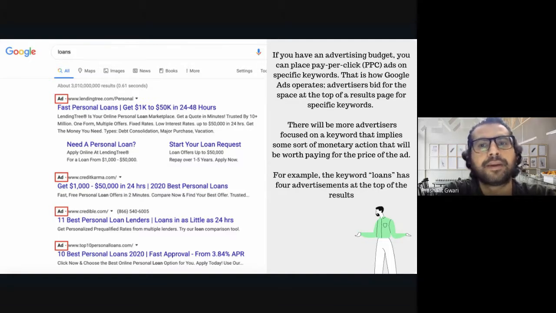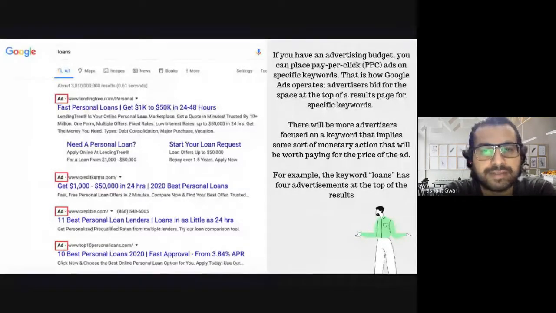So you can place a pay per click PPC ad on specific keywords like digital marketing, or loans, or PG certification in digital marketing. That is how Google Ads operates, or Bing Ads, or Yahoo Ads. They bid for keywords, and those who have the highest bid win this whole bidding, and their website will appear on the top of the page. Advertisers bid for space at the top of a result page for a specific keyword, and the highest bid will win.